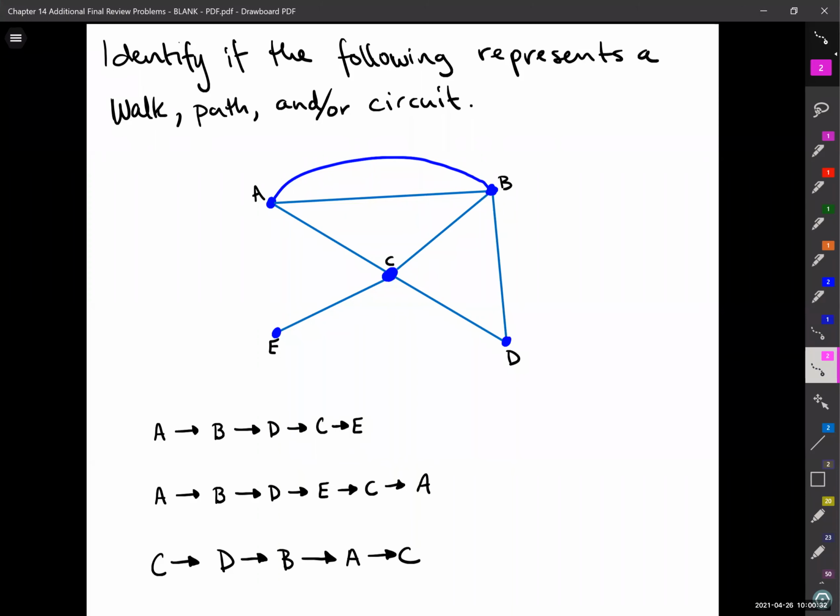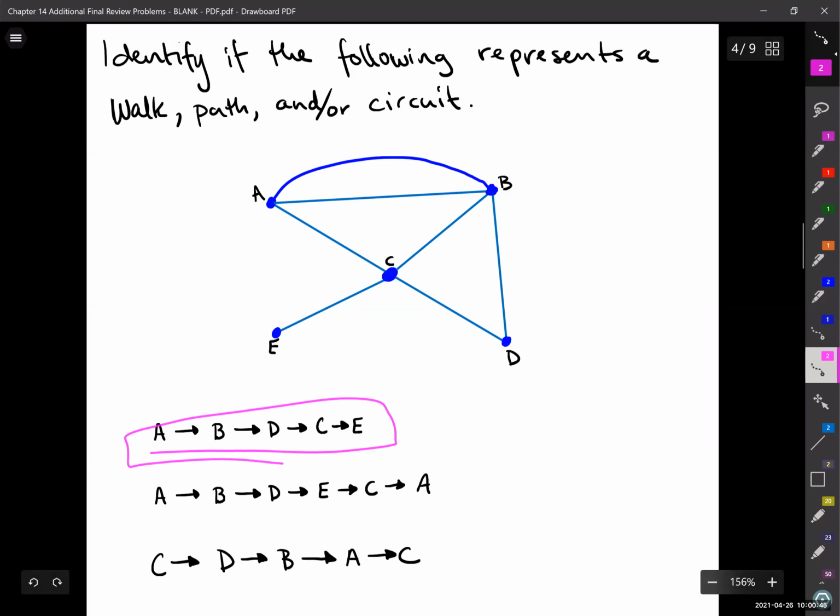Now, a common hint for these problems is, like all the graphs, I encourage you to write them on your paper so that you're not just looking at the computer screen, you can interact with it. So say I've drawn this on my paper. Now let's trace this out and see if it goes along all the allowable edges. So from A goes to B. I could have taken either edge, but let's just say I took the straight one. B goes to D, good so far. D goes to C, good so far. C goes to E. Did I stay on the graph? Yeah, so it is a walk.